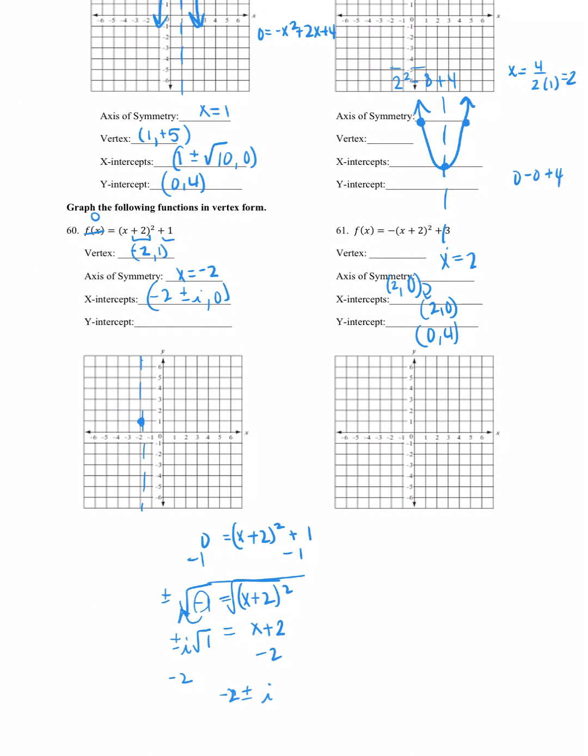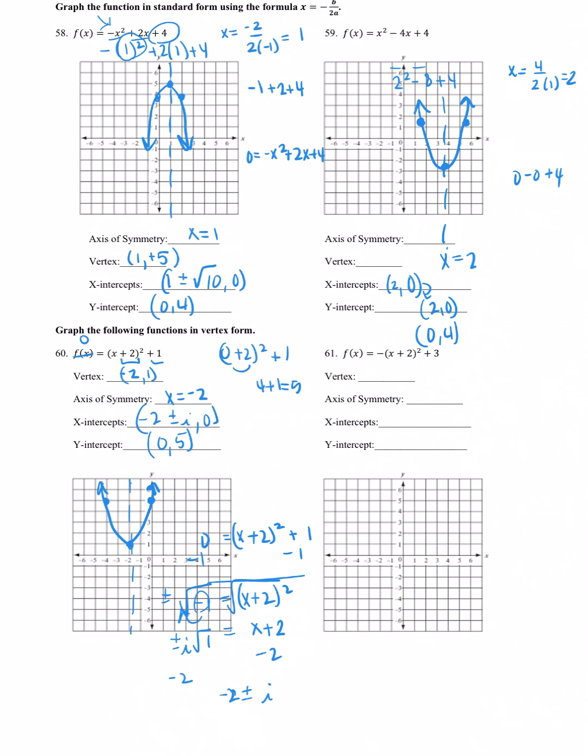Negative 2, 1. Y-intercept, when we let all the x's equal 0, we have 0 plus 2 squared plus 1. This is 2 squared, 4. 4 plus 1 is 5. So what we have is 0 comma 5. 0, 5 is right here. Reflected on the other side is right here. And that is our function.